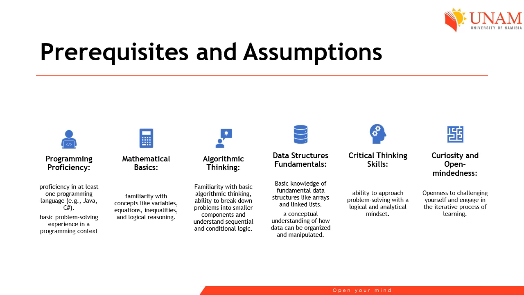Prerequisites and assumptions. You have passed object-oriented programming 2. So I will assume that you have the foundational understanding of programming concepts and that you are at least proficient in Java or C#. Mathematical basics. You must have a basic understanding of mathematical concepts such as logic and algebra.